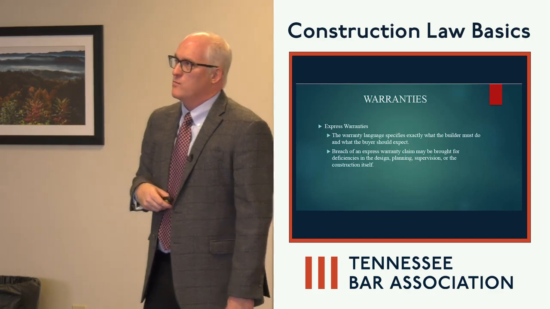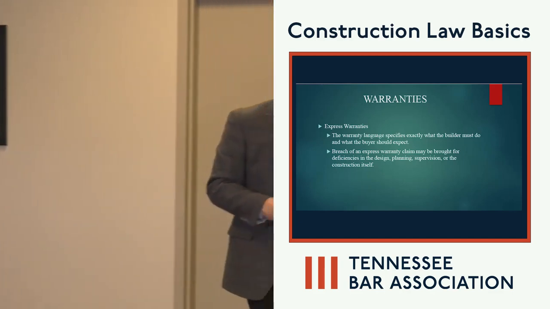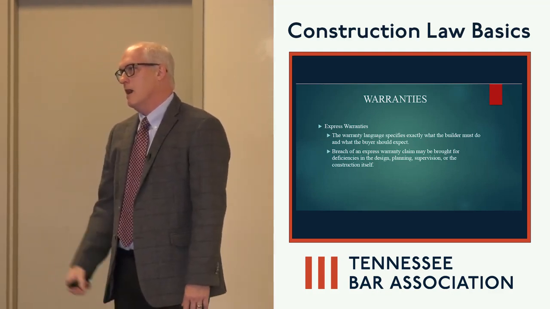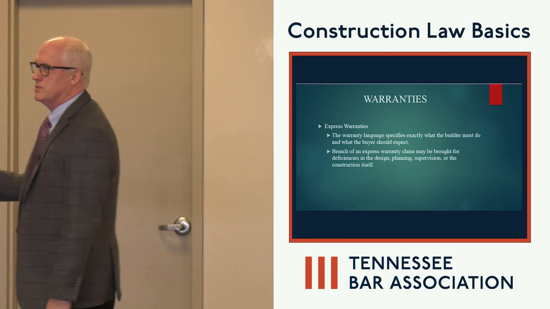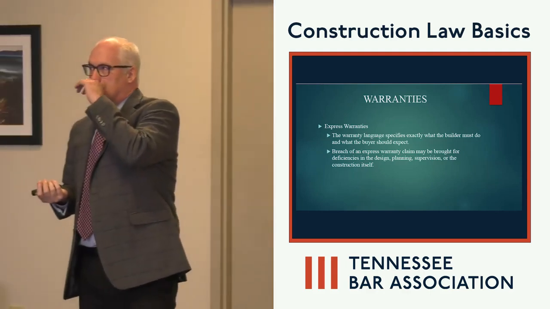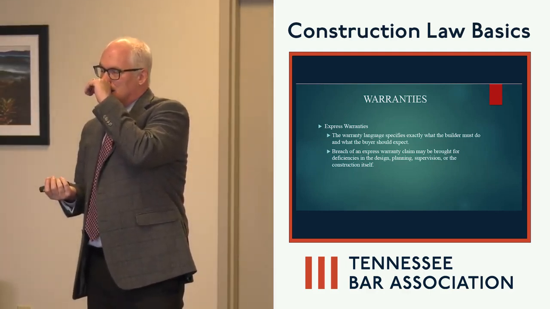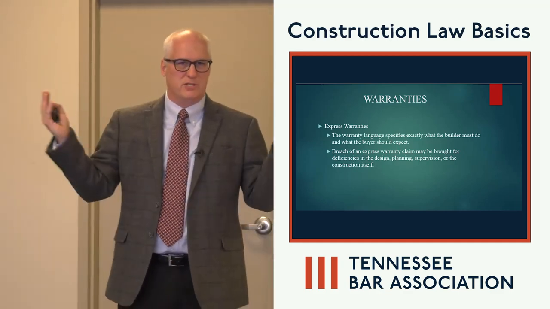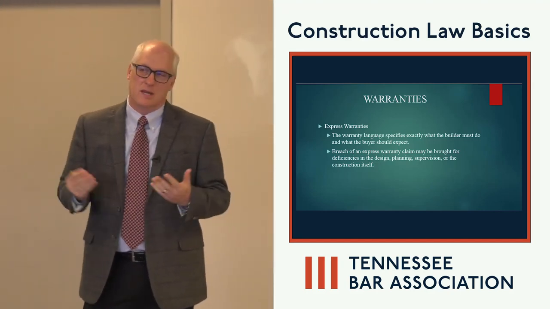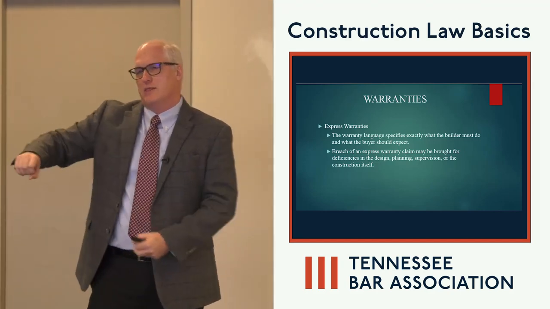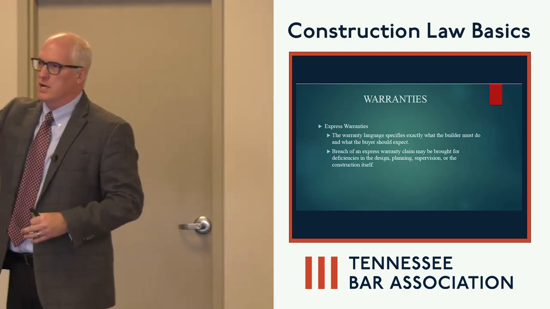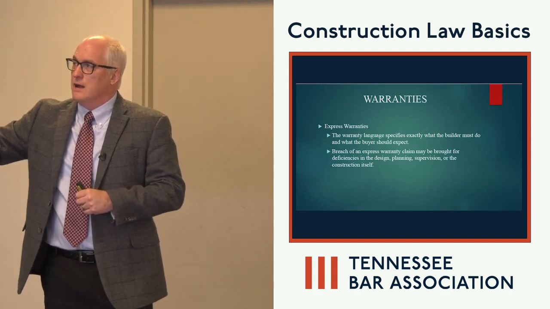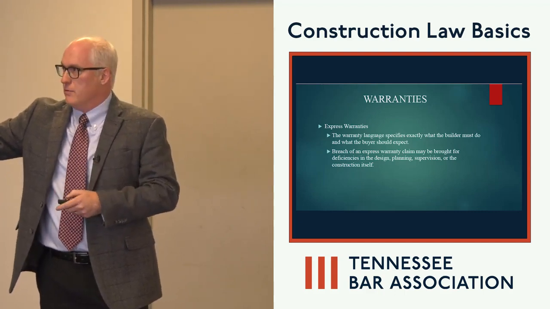A lot of contracts will have warranty provisions in them. Everybody's familiar with the 12-month new home warranty, whatever the case may be. Obviously, warranty language specifies exactly what the builder must do and what the buyer should expect. I get a lot of clients that come in and say, my 12-month warranty provision is running out and we need to do something. More times than not, they've already provided notice under the contract of things that they've alleged with the house and so on and so forth. And so, obviously, I think they're protected on that front.